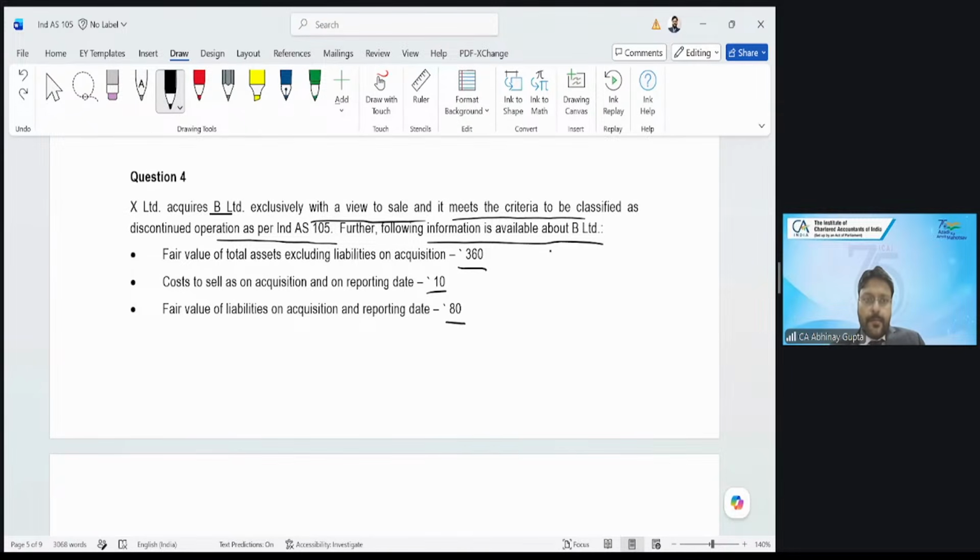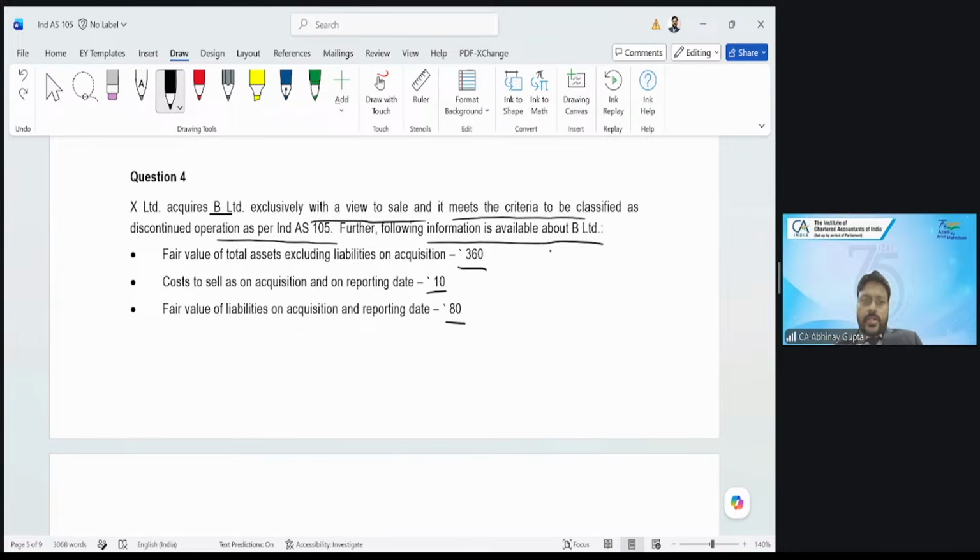X Limited acquires B Limited exclusively with a view to sell, right? So the purpose of acquiring B Limited was to sell it in the near future, right? And it meets the criteria to be classified as discontinued operation as per 105. That is the fact given in the question.